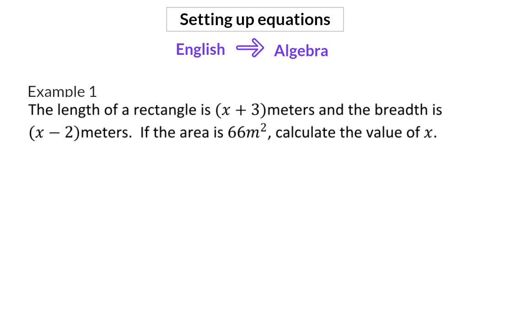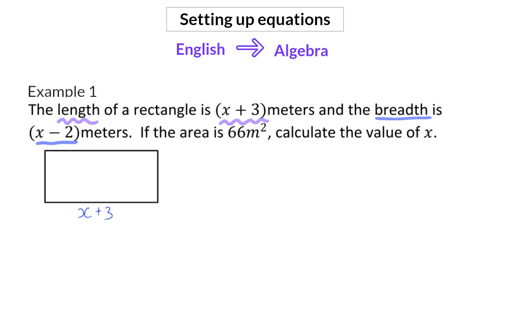Example 1. The length of a rectangle is x plus 3 meters and the breadth is x minus 2 meters. If the area is 66 meters squared, calculate the value of x. Starting with the first part of information, it is given that the length of a rectangle is... So I'm going to start by drawing a rectangle. We are given that the length of this rectangle is x plus 3 meters, which I'm going to add on my sketch. Next, we are also given that the breadth of this rectangle is x minus 2 meters, which we can also add on the sketch.